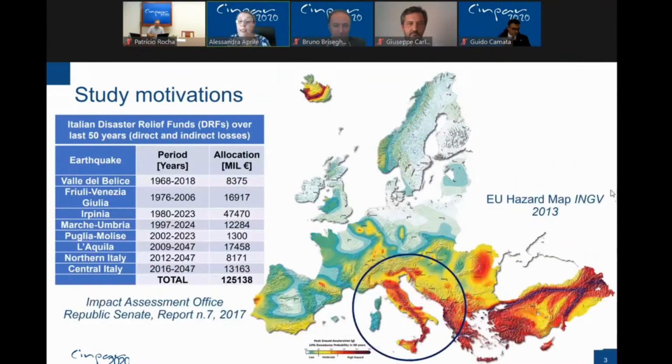If you look at the European hazard map by INGV on the left of my slide, you can immediately realize that Italy is one of the most earthquake-prone countries in Europe. In fact, Italian disaster relief funds delivered over the last 50 years amount to about 125 billion euros. It's a huge amount of money.